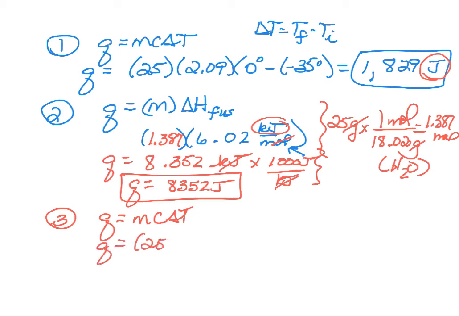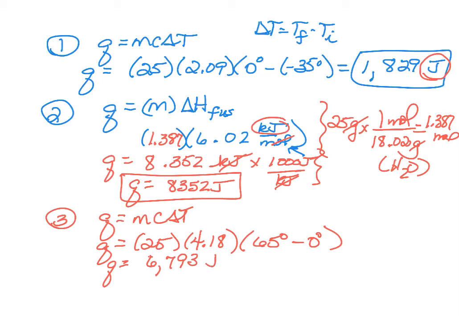Mass, again, is 25 grams. Specific heat capacity of liquid water is 4.18, and the units are joules. You can go back and check it if you want. And then the final temperature is 65, and the initial temperature for this portion of the curve was at the melting point, 0. If you plug all that in, you get Q is 6,793 joules.